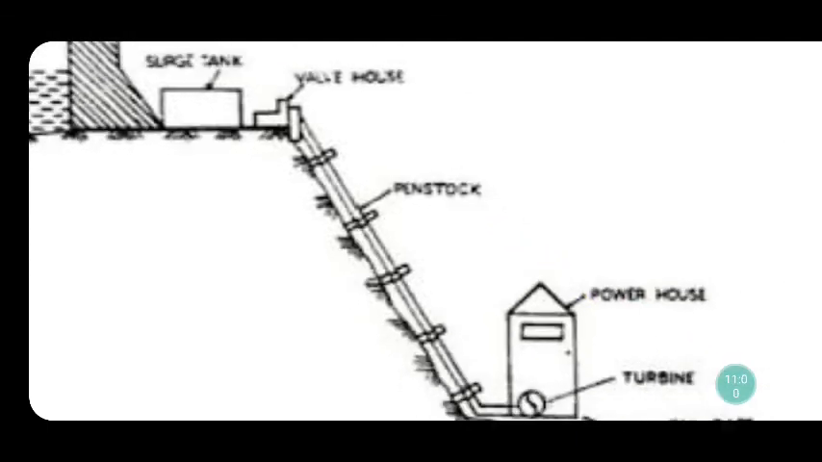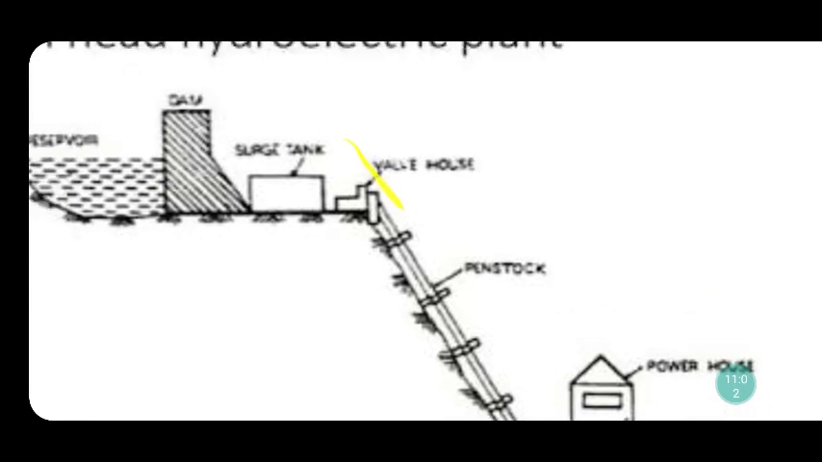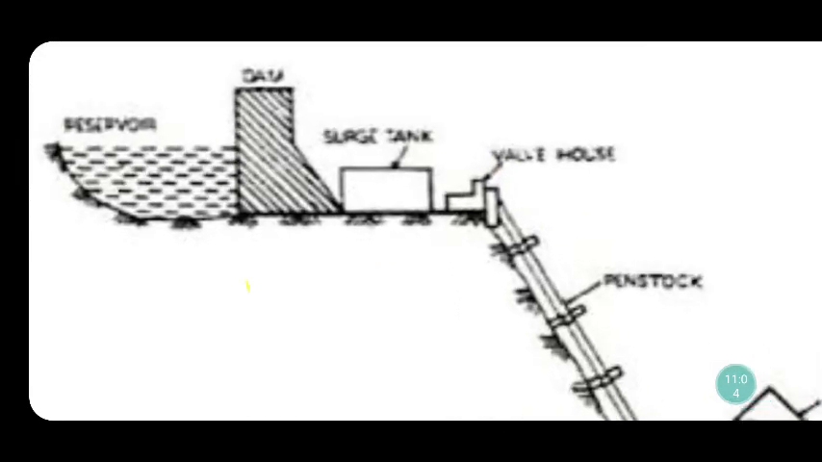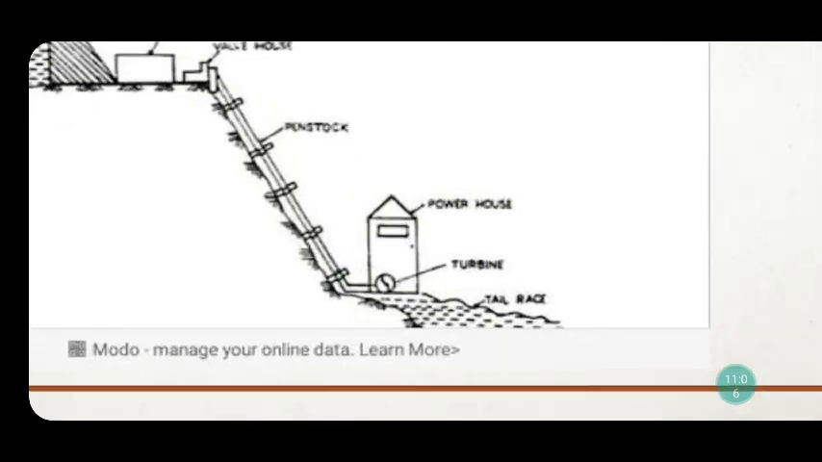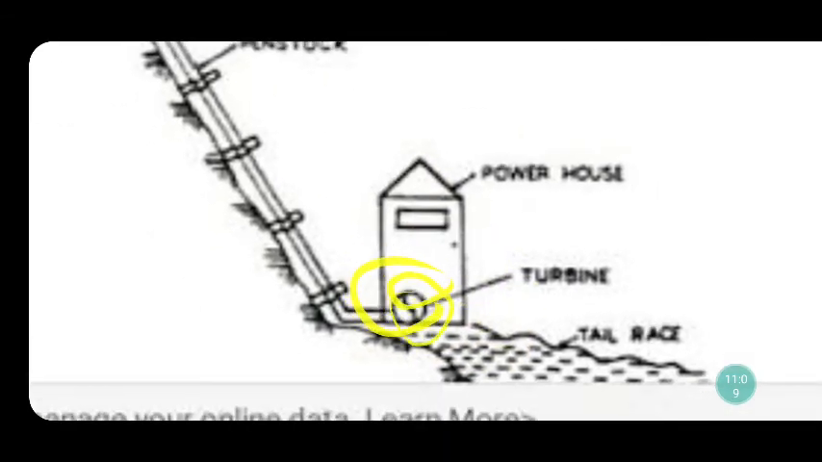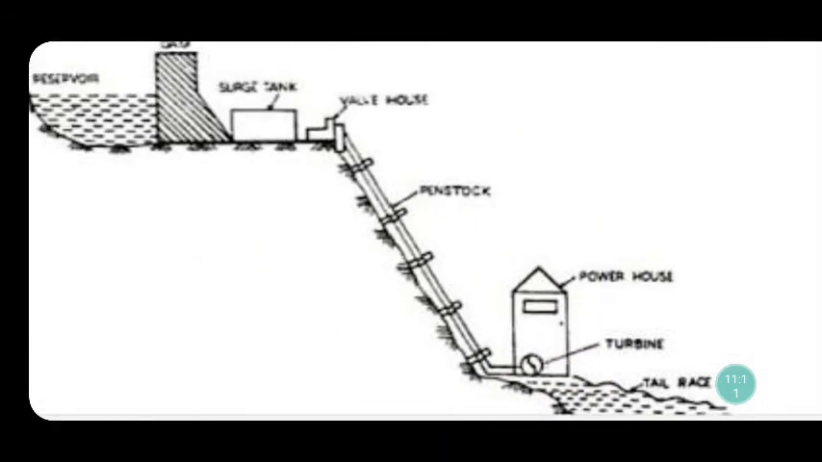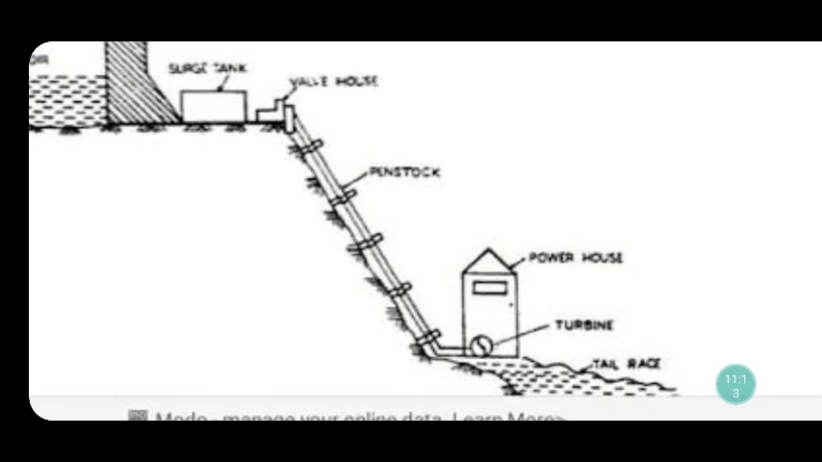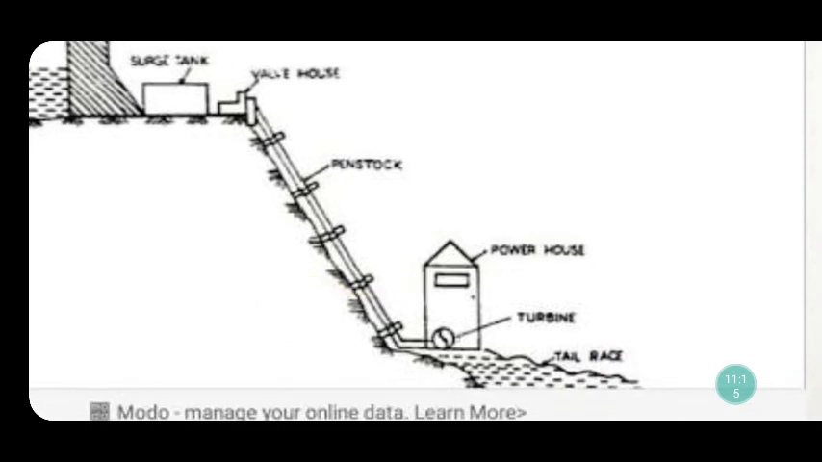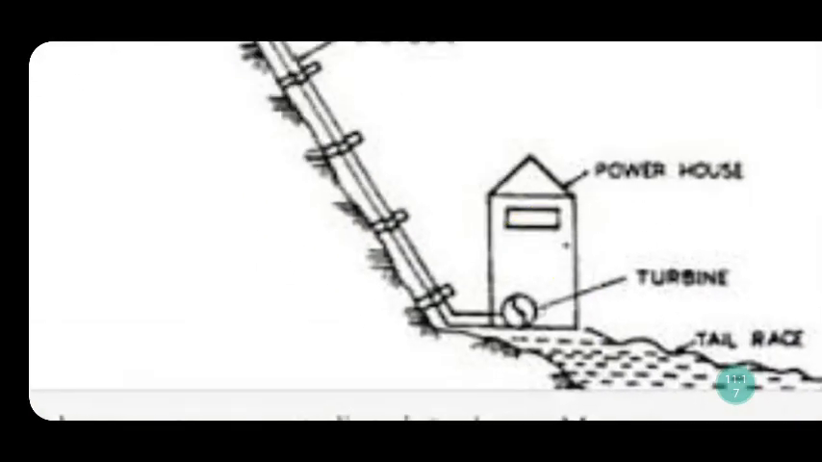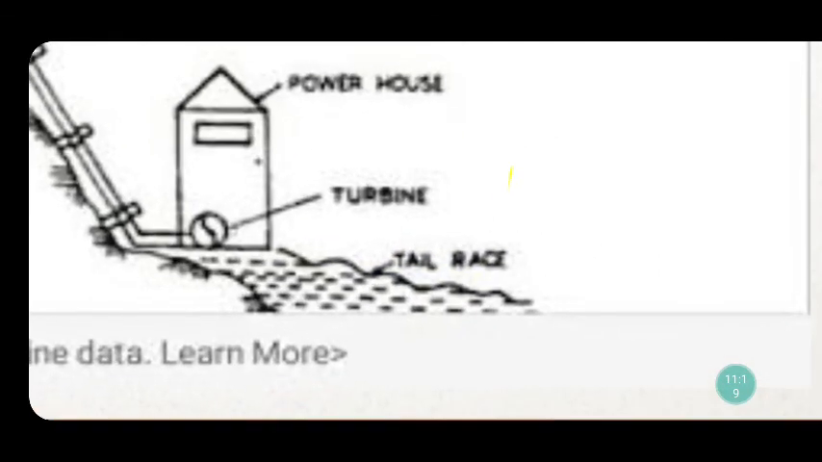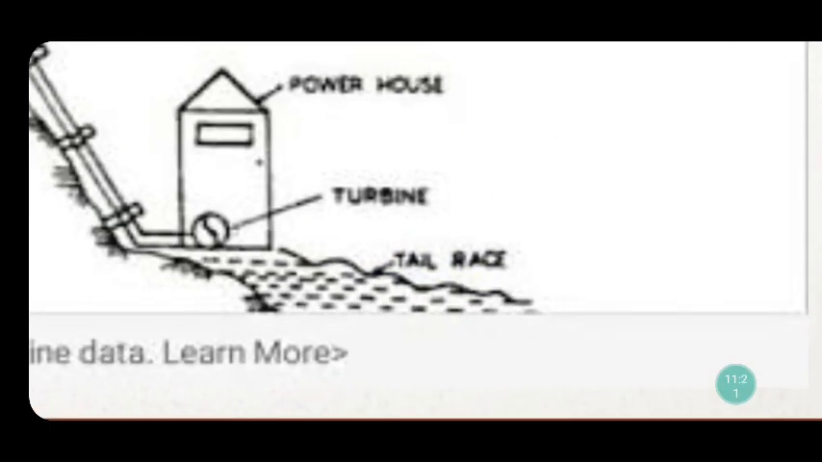Next, the penstock. The penstock is a conduit, or a pipe, which will carry the water from this head level to this turbine, or tail level. Head race to tail race, or head level to tail level, it will carry the water. Next, the powerhouse, in which we are generating the electrical power.